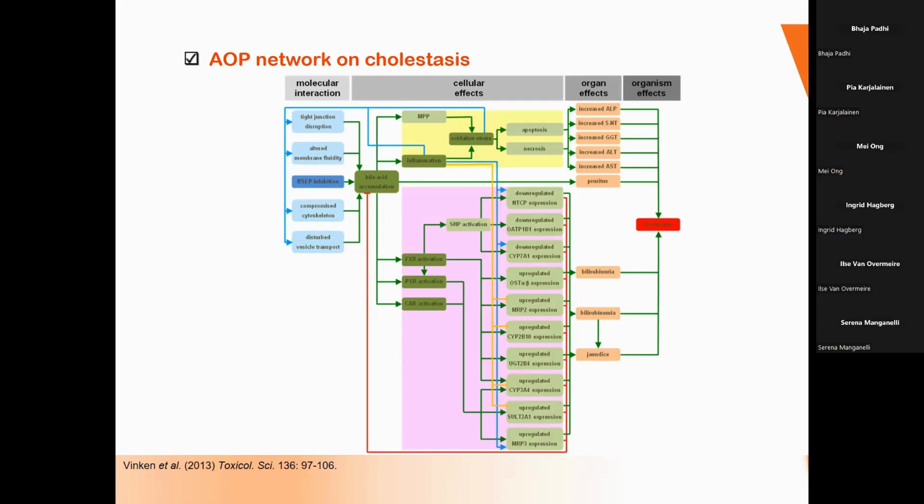And finally, please have a look again at these key event relationships. There is a color code here. I'll not go into the details. If that were to be of interest to you, I would be happy to share the publication with you. But in essence, these key events relate to inductive and inhibiting effects, and also direct and indirect.